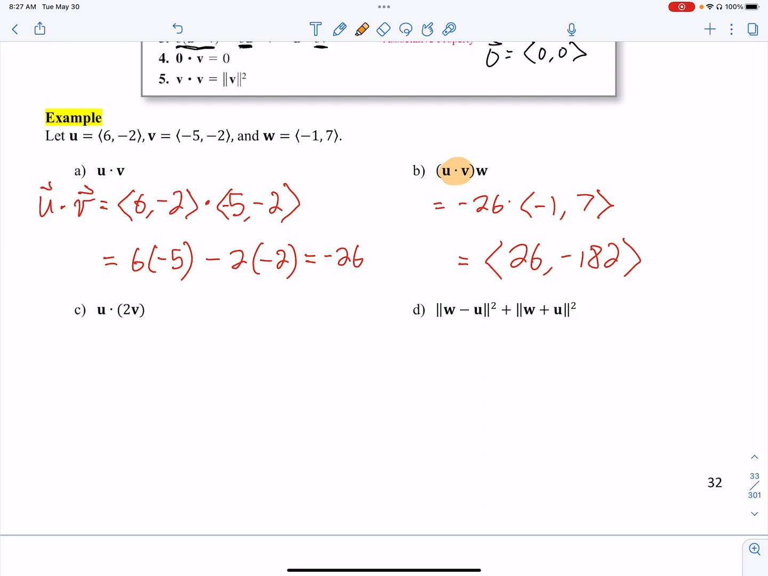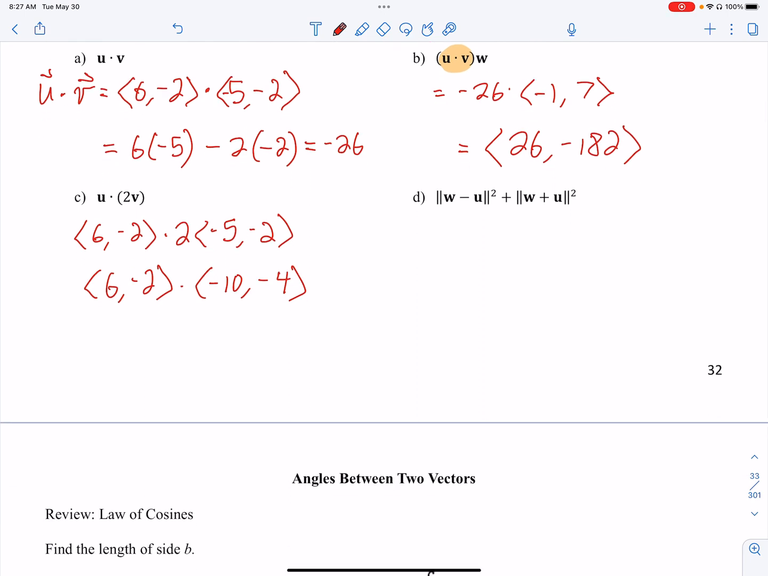Okay, this next one, I have u, which is 6, negative 2, dotted with 2 times v. We could leave that 2 out, dot, and then multiply, or we could go ahead and multiply. I'm going to go ahead and multiply it through. And then the dot product says I just multiply the components and add them together. So I got negative 60 plus 8. So we got negative 52. The dot products are pretty easy to work with, pretty straightforward.